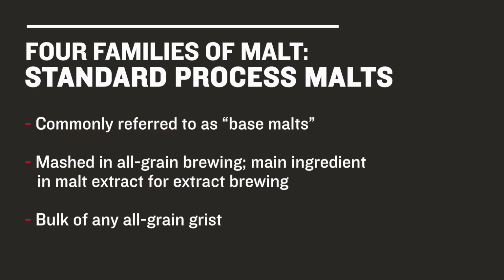The first family can be referred to as standard process malts. Most of these are also called base malts. These malts must be used in a mash as part of an all-grain grist or a partial mash grist. They aren't used in extract brewing, but they are the ingredients that go into making malt extract. Malts in this family form the bulk of the grist in any all-grain beer.